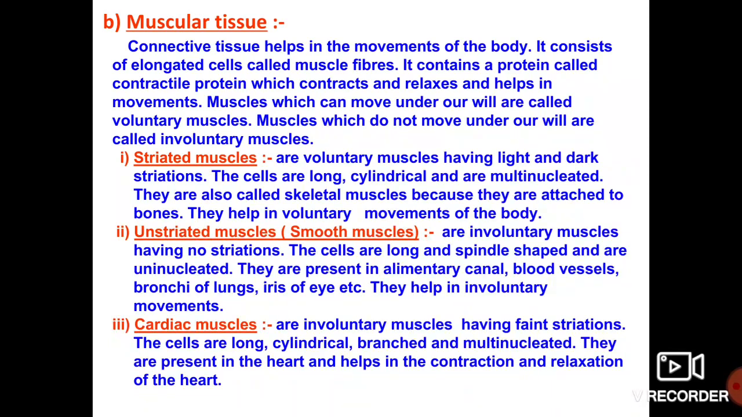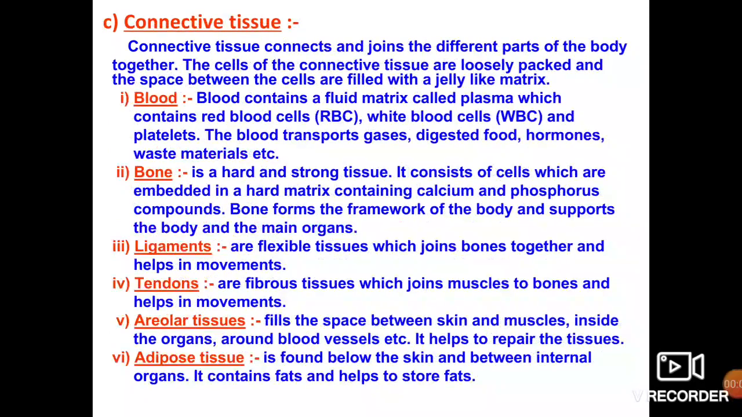So let us discuss one more very important type of tissue in animal tissue, that we call connective tissue. Students, this connective tissue plays a major role in the connection or interlinking between one body part and another body part. This connective tissue is very helpful to connect and join the different parts of the body together.